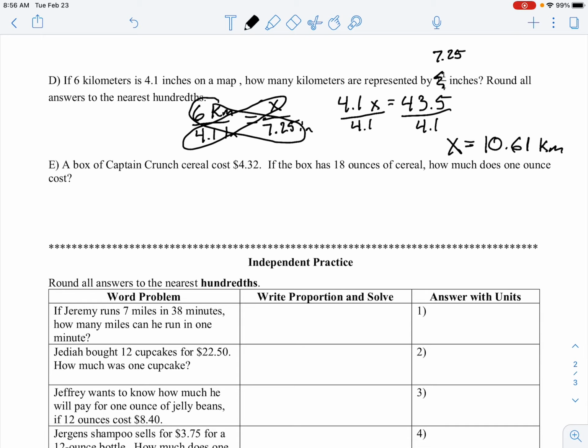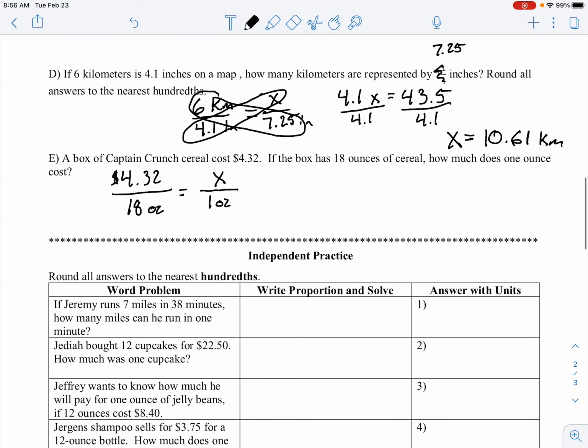Excuse me. We've got our final problem here. So, a box of Captain Crunch costs $4.32, and the box is 18 ounces. So we want to know how much money we are paying for 1 ounce of the cereal. What is the unit rate of this box here? So once again, easy to set up our ratio. Or our ratios are set up. It's easy to solve our proportion from here.